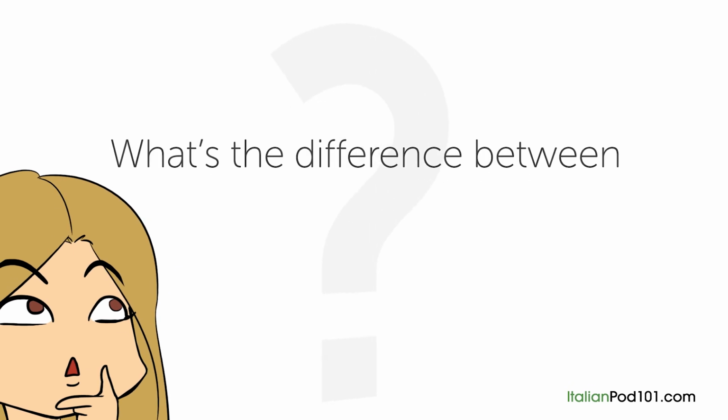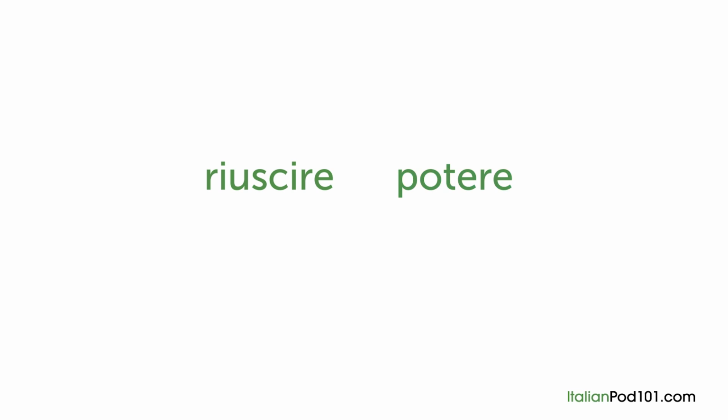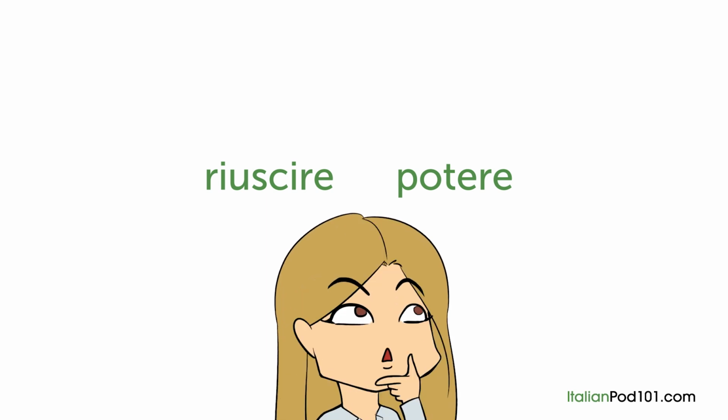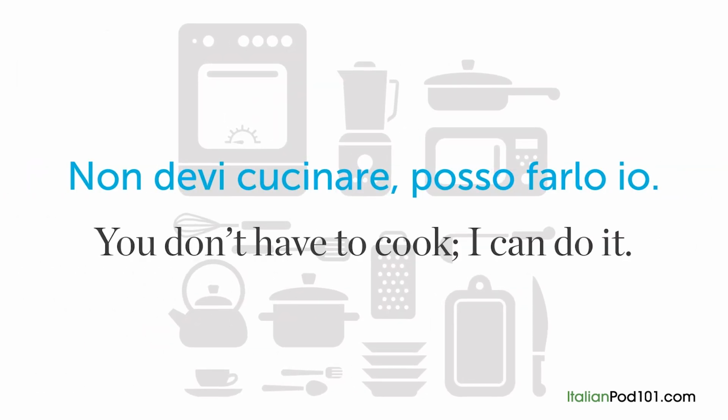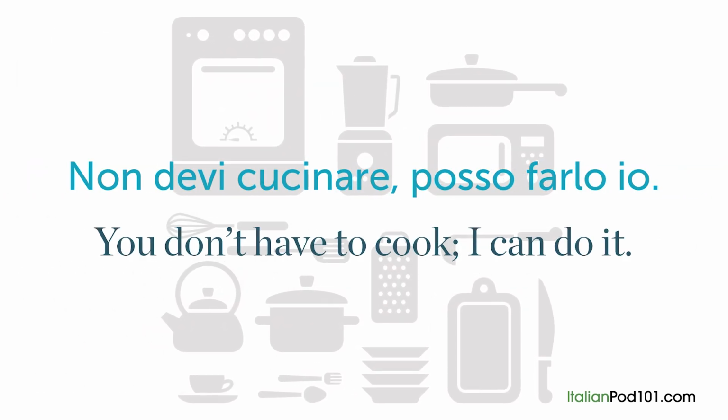The question for this lesson is, what's the difference between potere and riuscire? Riuscire and potere are two verbs we use very often in Italian. Sometimes their meanings overlap, but other times they mean completely different things. Potere is translated as to be able to or can. It indicates the capacity and/or possibility to do a determinate action. For example, non devi cucinare, posso farlo io. You don't have to cook, I can do it.